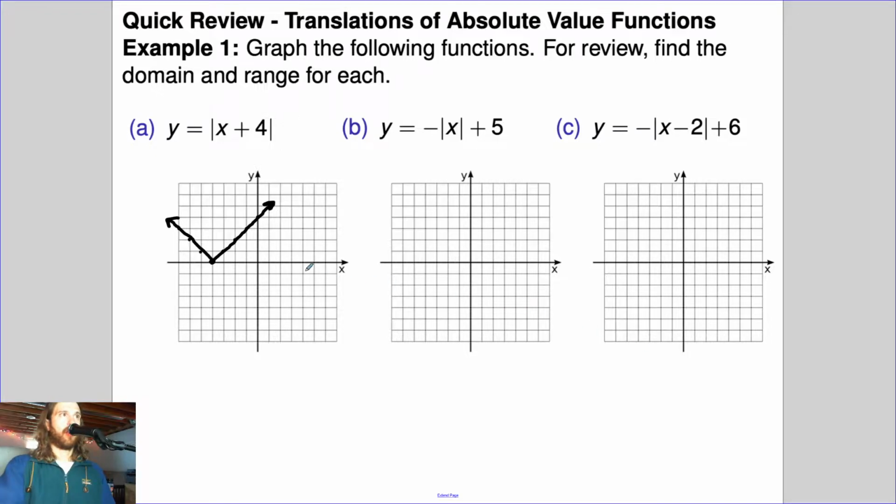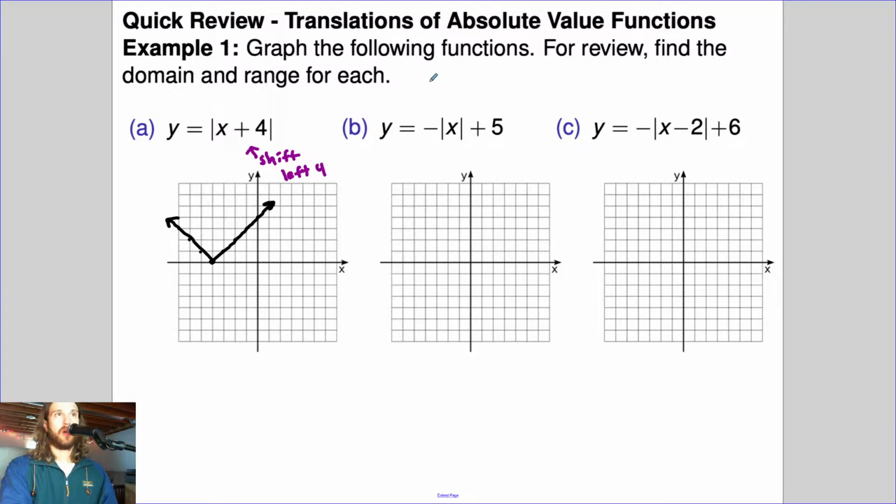So there we did y equals the absolute value of x plus 4. Let's change our color. We're going to move right along, and we're going to do the opposite, the negative absolute value of x plus 5. So we have two transformations happening here. This, remember, was a shift left 4 units. This has two different transformations.